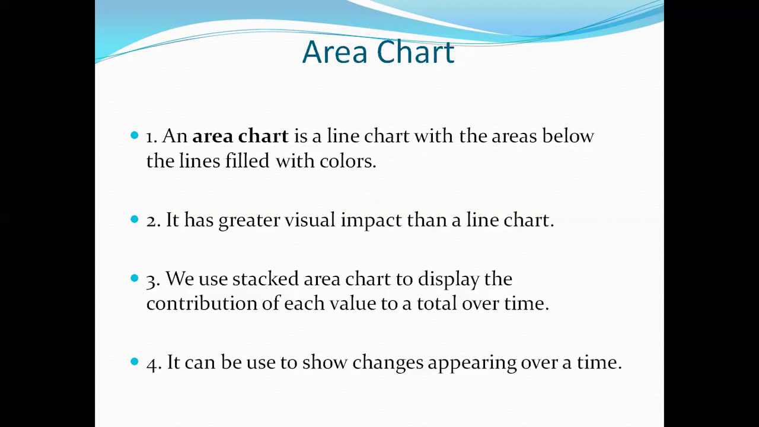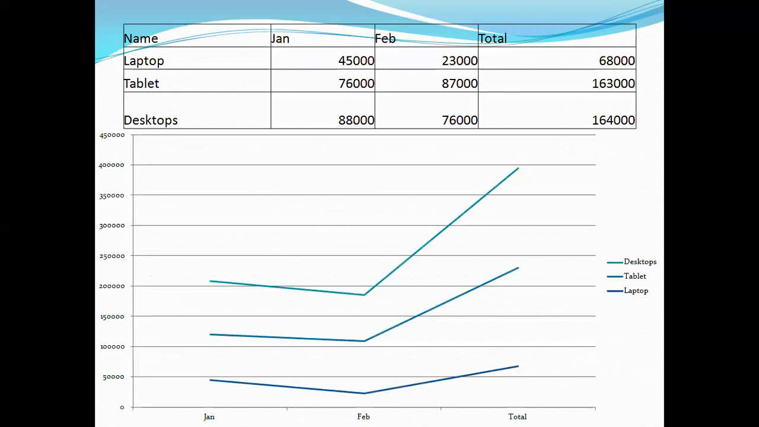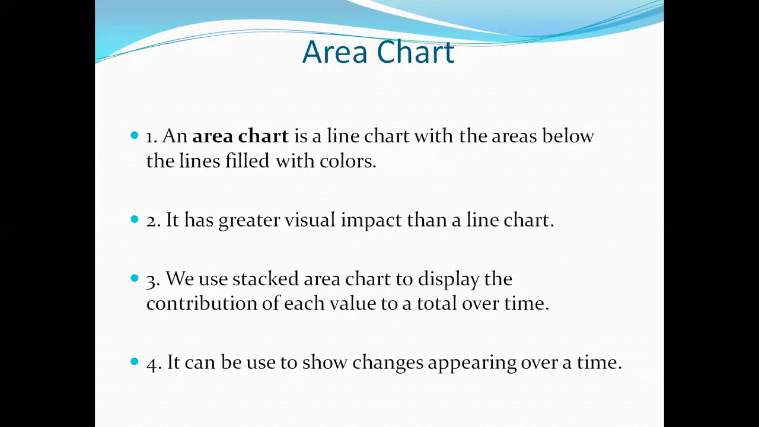We use a stacked area chart to display the contribution of each value to the total over time. Again, as we use a line chart to see the trend across time, an area chart is also used for the same. It can be used to show changes over time. So just remember that line chart and area chart are similar things. The difference is that in an area chart, line ke niche ka sara area, it is in colored form. I will show you a slide containing an area chart later. You can just go with the definition right now.